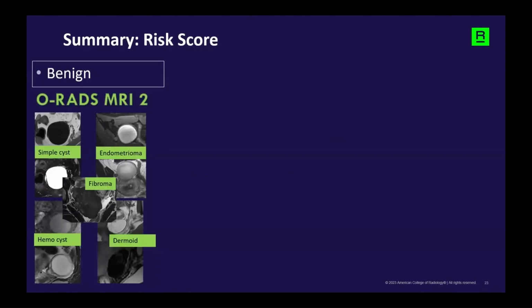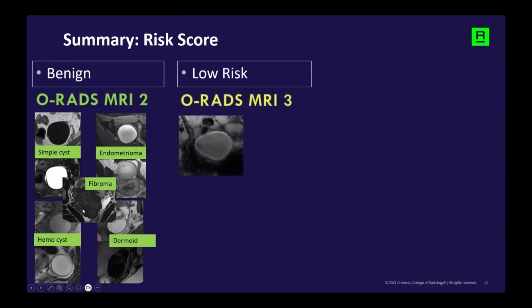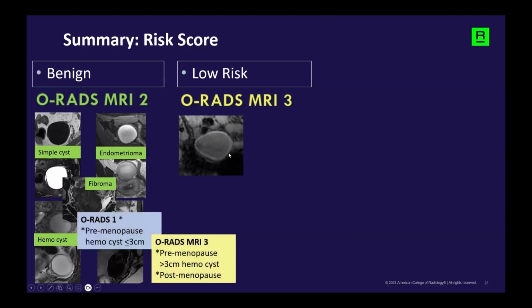In the O-RADS 2 category, you're going to be putting your simple cysts, your endometrioma, your hemorrhagic cysts, and your dermoids. And then you're also going to throw in a fibroma in there. In O-RADS 3, you're going to have your proteinaceous cysts with an enhancing wall, with the caveat that if the patient's premenopausal and that cyst is less than 3 centimeters, you're going to call it a 1. And if it's premenopausal and greater than 3, then you'll put it into O-RADS 3.